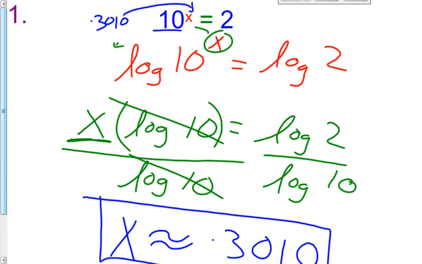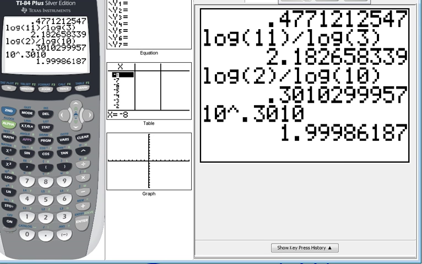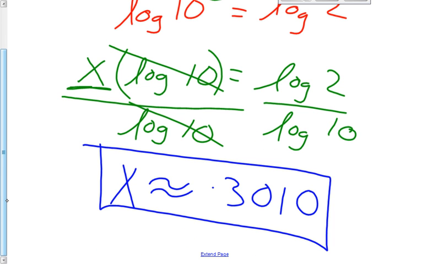10 raised to the 0.3010. When I press enter here, I should get the number 2 or really close to it. 1.99998. I would say that's pretty close to 2. So my work checks out, and I could do that on every single problem. So hopefully that's reassuring for some of you who are kind of fuzzy on this stuff. You can always check your work.